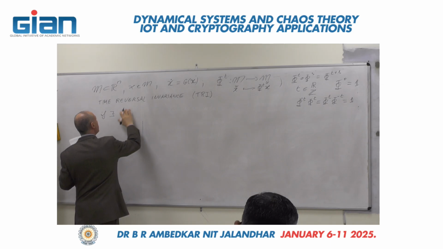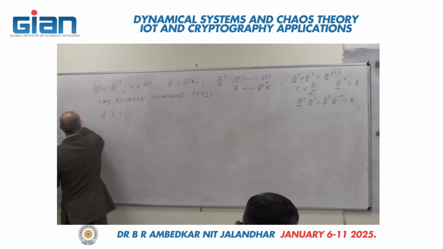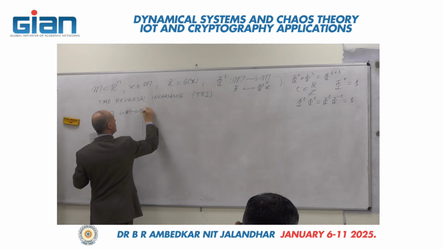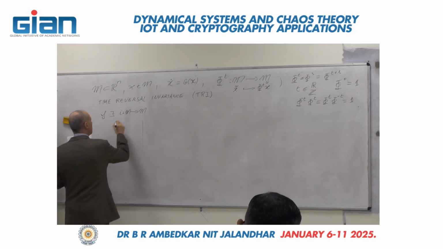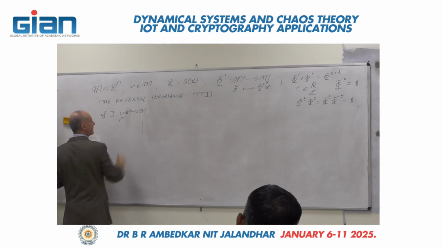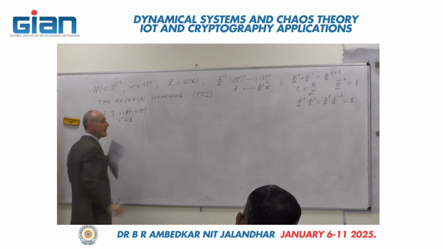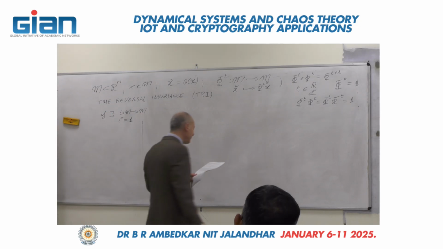takes points in M, gives you another point in M, okay, with this property that applied twice it is equal to the identity. Okay? I'll give you an example.